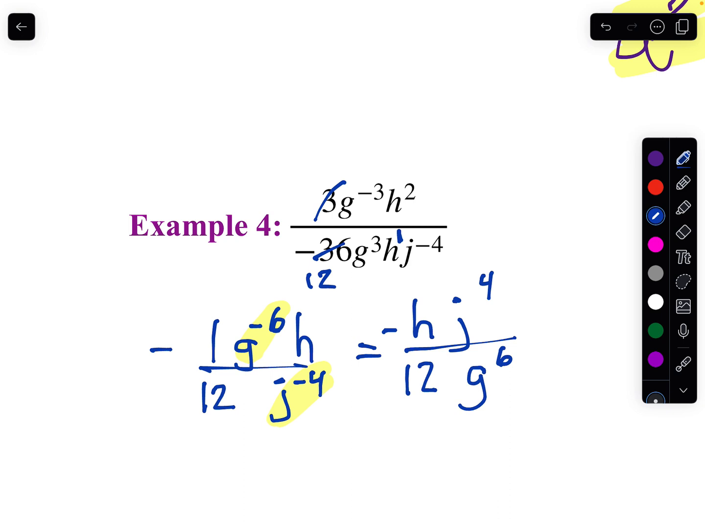Why didn't I flip the h? Because the h is positive. It's h to the first power. So that stays there. I guess you could write h to the first if you wanted to. It's kind of redundant. I don't think the computer will like that. So it's negative h j to the fourth over 12 g to the 6 is our answer. And that's all we got to do. Woohoo! Work on your assignment.